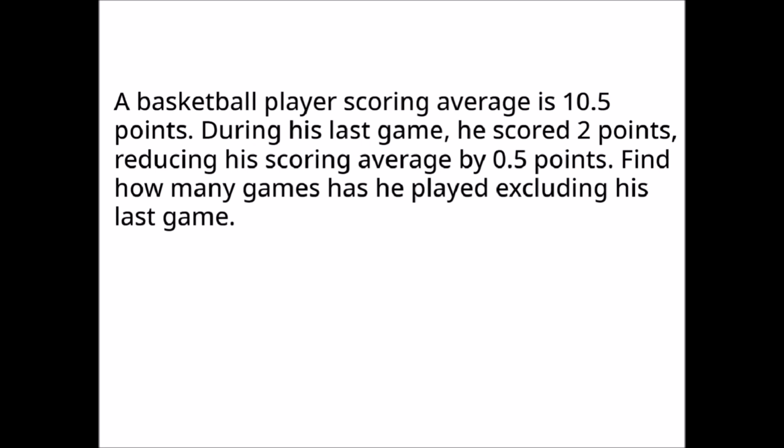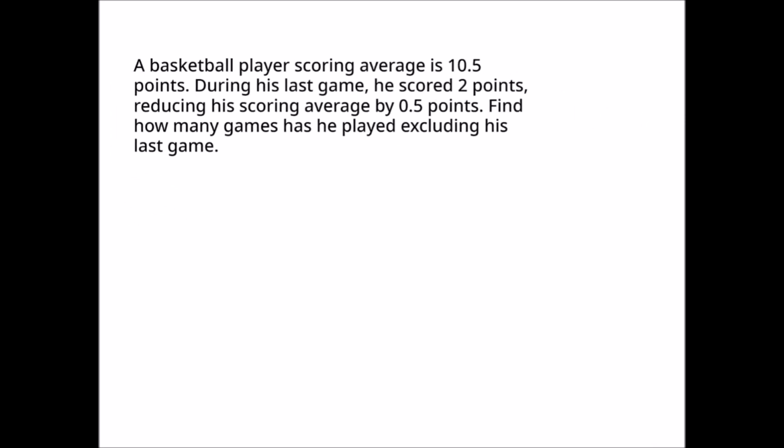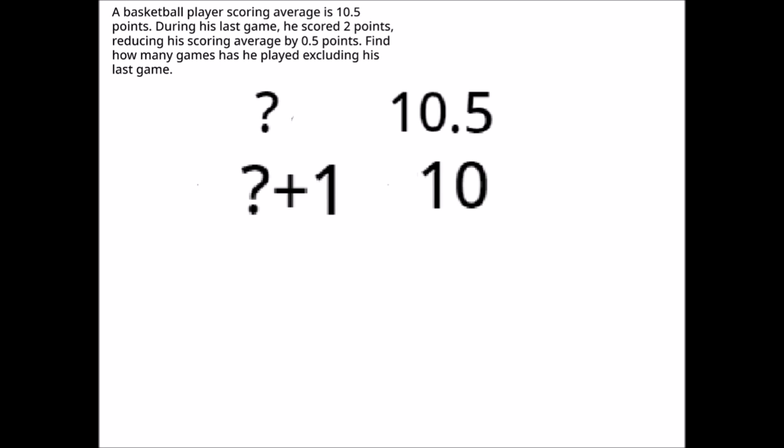A basketball player's scoring average is 10.5 points. During his last game, he scored 2 points, reducing his scoring average by 0.5 points. Find how many games he has played excluding his last game. In this question, we do not know the number of games. We write question mark on top left and 10.5 on top right. In his last game, his scoring average is decreased by 0.5. We write question mark plus 1 on bottom left and 10 on bottom right.